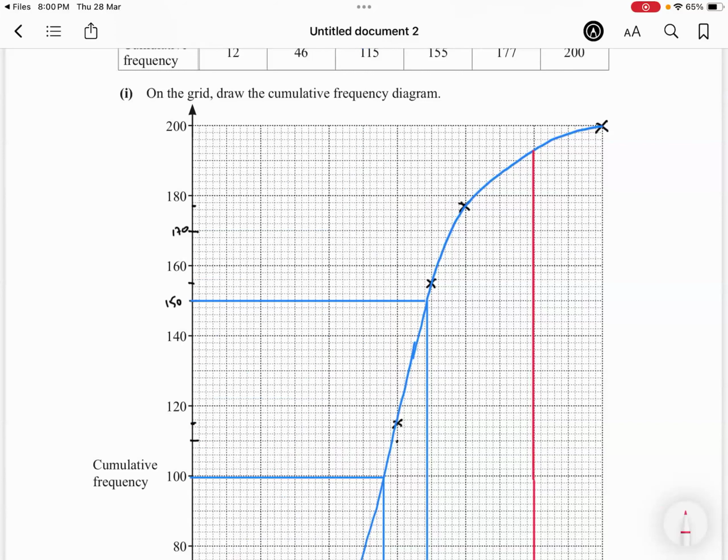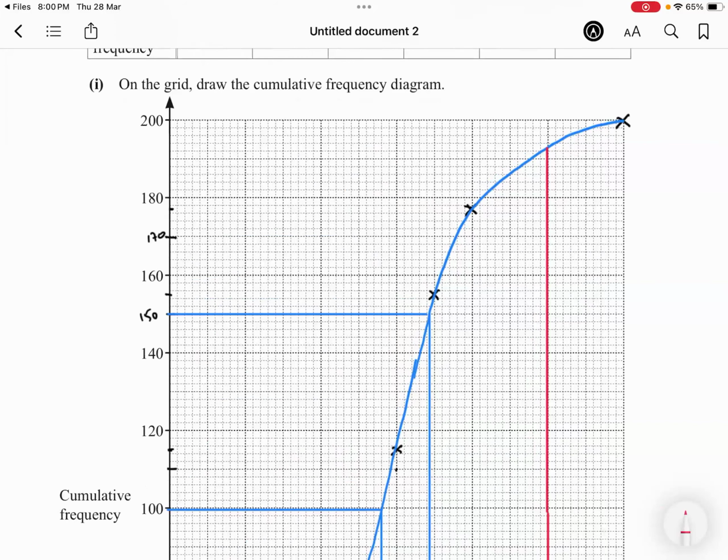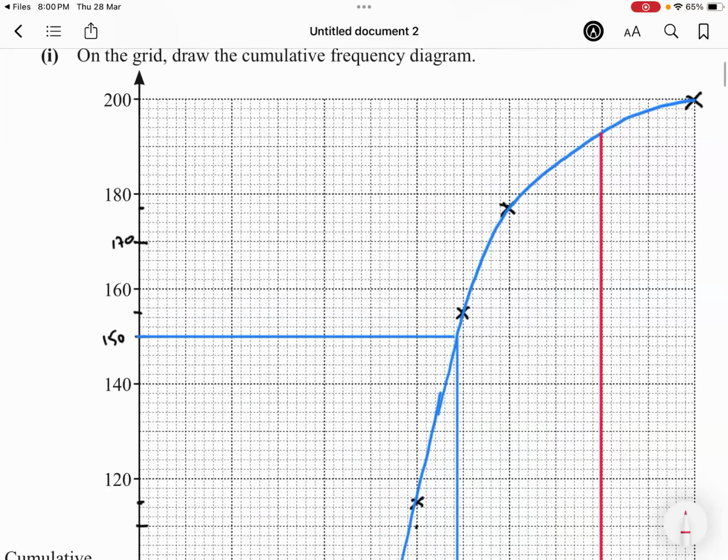Hit the curve. Let's go and see. With a speed more than 110, these are the cars. So 190, 190, 200 minus 190, 190, 192, and that is 193.